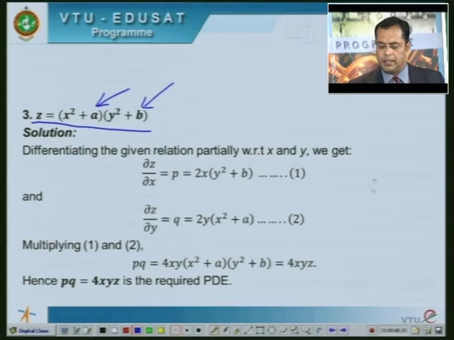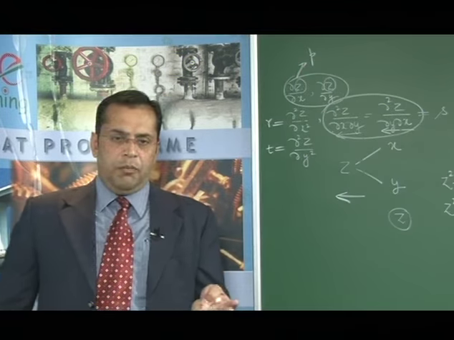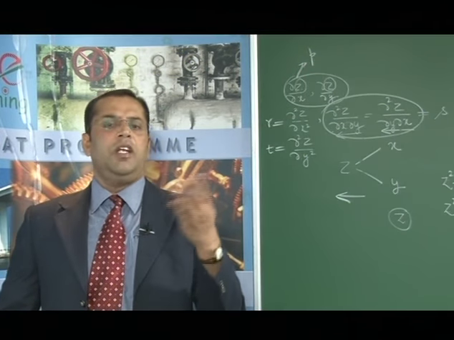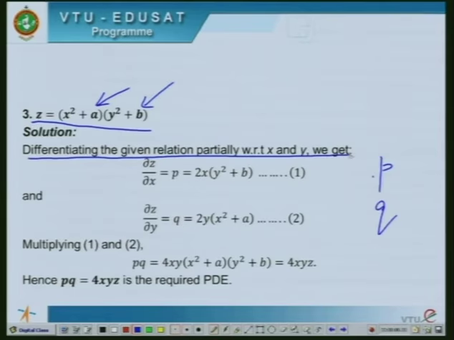So, again my partial differential equation will be restricted to only p and q. Let me remind you again, when you find p and q, invariably the PDE will contain both, not only one of them, right. So, when I take the expression and differentiate partially with respect to x, x square plus a gives you 2x, y square plus b is a constant. So, you get dou z by dou x equal to p equal to 2x into (y square plus b).